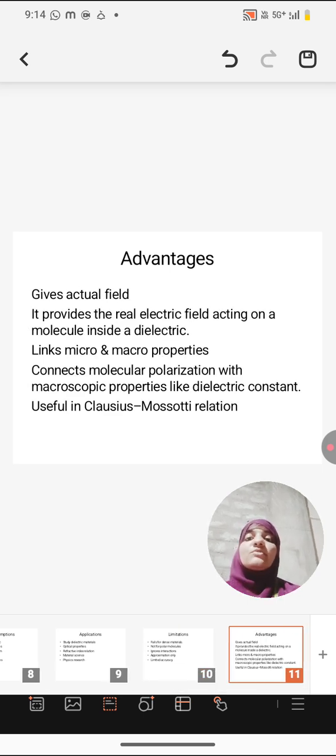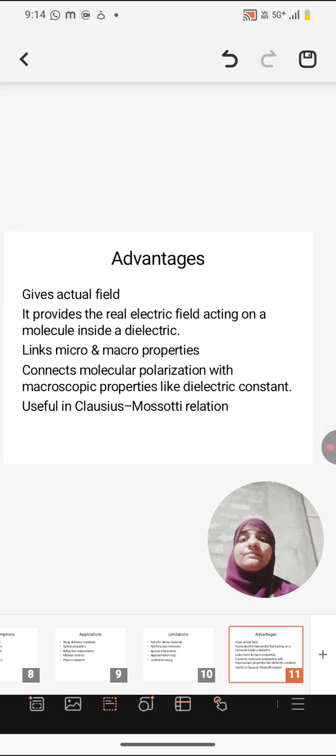Advantages of Clausius-Mossotti relation. It gives the actual field. It improves the real electric field acting on a molecule inside a dielectric. It links micro and macro properties. We have already learned in the introduction part that Clausius-Mossotti relation is useful for both micro and macro properties. It connects molecular polarization with macroscopic properties like dielectric constant. It is very useful.